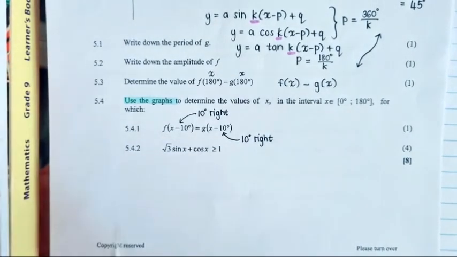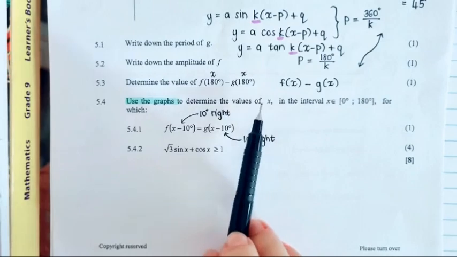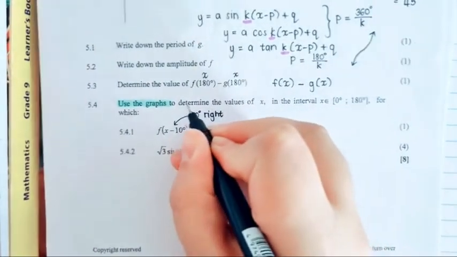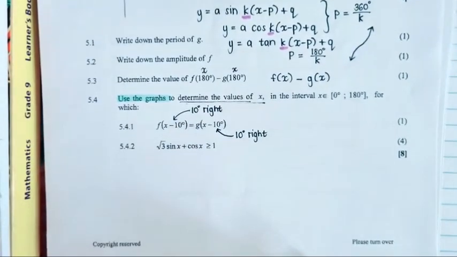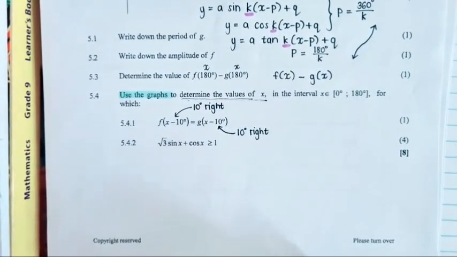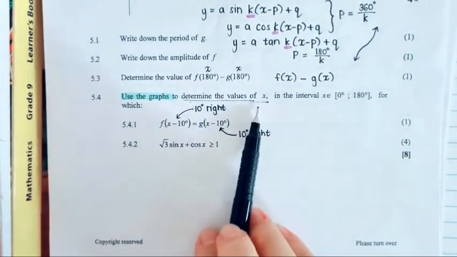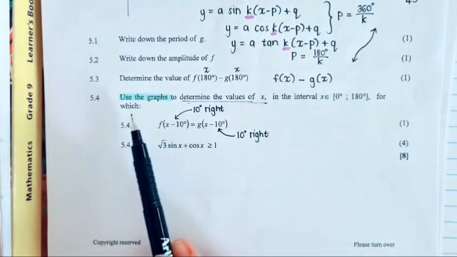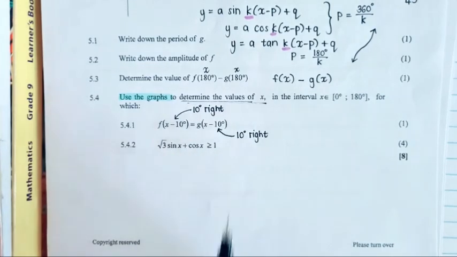Okay, they're saying use the graphs to determine the values of x. Someone was asking earlier, how would you know if they're wanting the x values? This is what they say. Okay, they literally say the values of x in the question. You're welcome. I'm glad that it's helping. Okay, so determine the values of x in this interval for which root 3 sine x plus cos x is greater than or equal to 1.